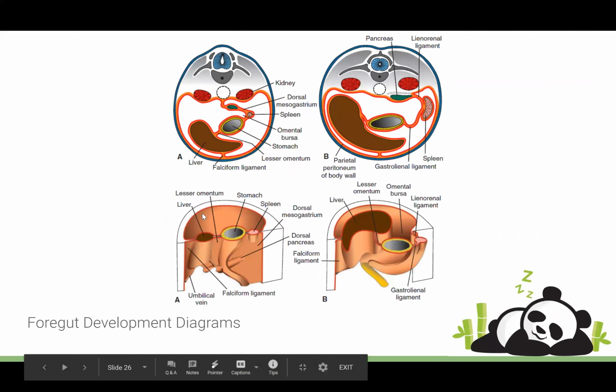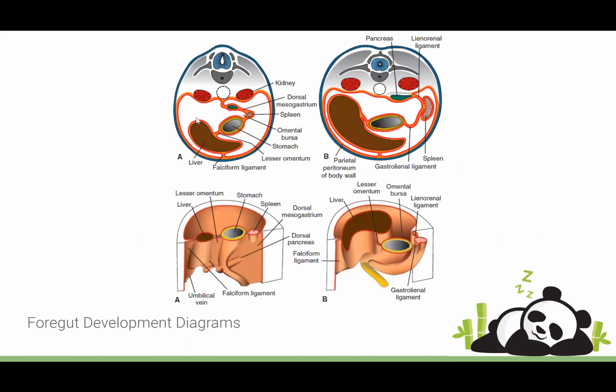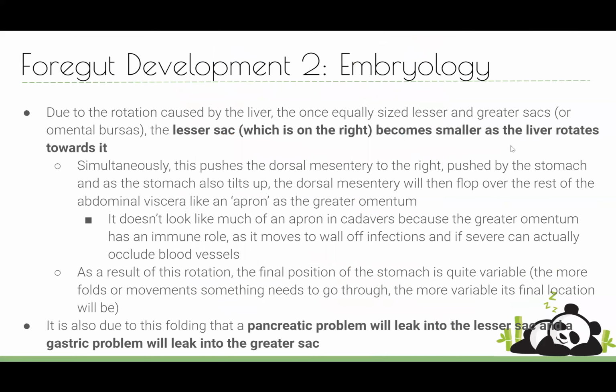Okay, so due to this rotation, the once equally sized two sacs change. So this was originally the same size. As you can imagine, if this was a straight line, these two sacs, this lesser and this greater sac, were the same size. But as it rotates towards it, it shrinks this lesser or omental bursa to become this smaller lesser sac, whereas this greater sac takes up much more space.